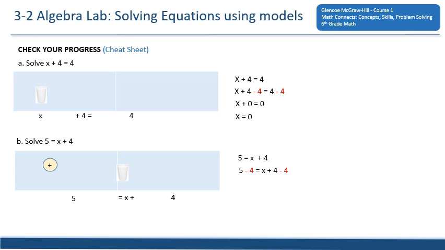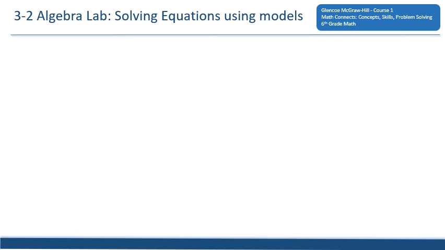So we're going to take 4 away from each side, as you just saw with the counters. So 5 minus 4 equals x plus 4 minus 4. So 5 minus 4 is 1. 4 minus 4 is 0. So we get 1 equals x plus 0. And if we simplify that, it's 1 equals x.